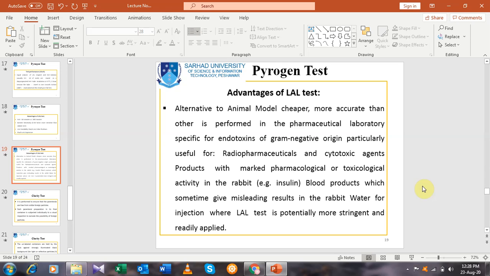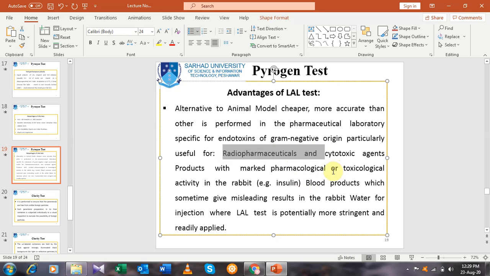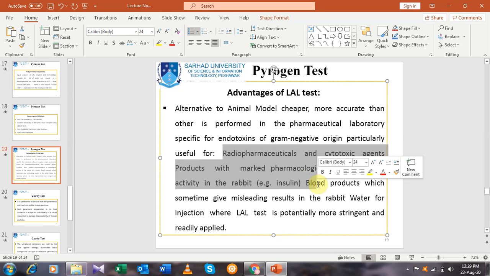That's why we will prefer the LAL test as compared to performing the test on rabbits for products having marked pharmacological activity or toxicity in the rabbits, for example insulin, radiopharmaceuticals and toxic agent products. These have marked pharmacological or toxicological activity in the rabbit. In this case, we will select the LAL test as compared to the rabbit test.